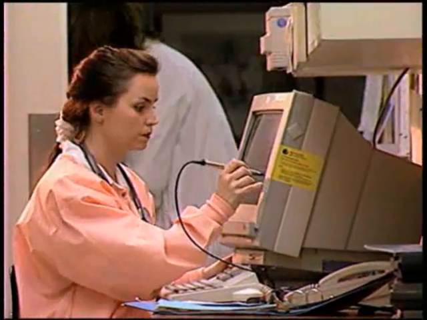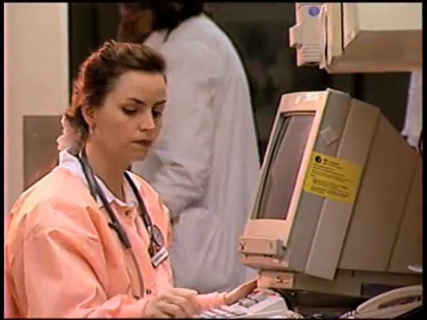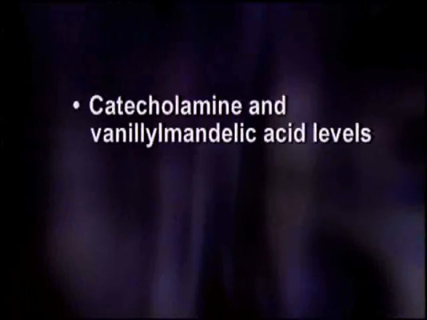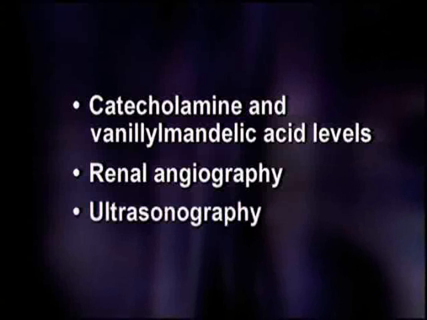Other tests may identify the cause of secondary hypertension. For example, elevated urine catecholamine and vanillomandelic acid levels may indicate pheochromocytoma. Renal angiography may show renal artery stenosis, or ultrasonography may detect coarctation of the aorta.